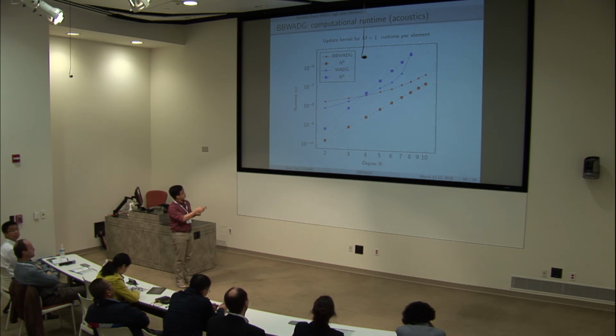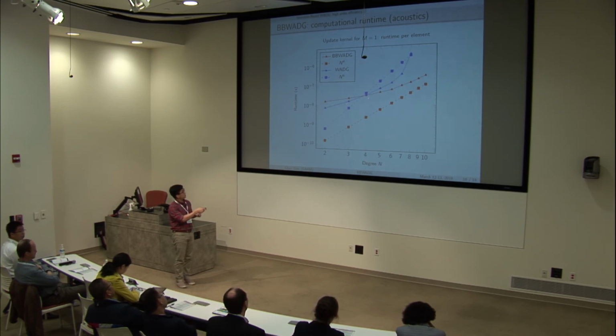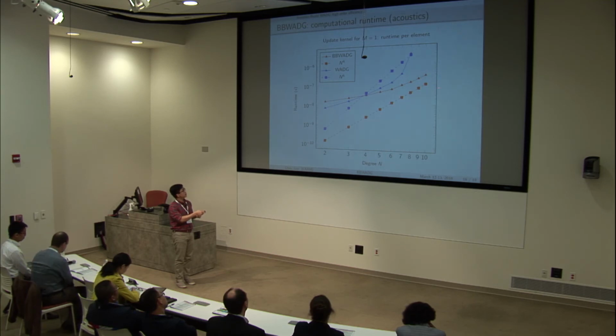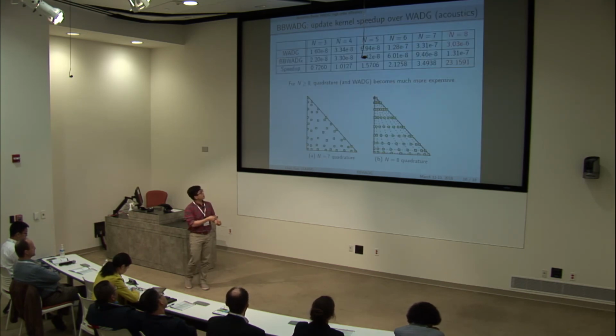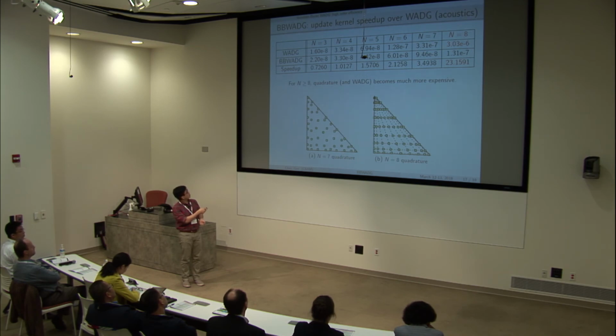So you see the runtime explode, and then the runtime for WADG is slower at moderate degrees, but at 4 it crosses over, and you can see that the asymptotic runtime matches this order n to the fourth curve that we have right here. So if you're going to do higher order with WADG, you can get some pretty significant benefits.